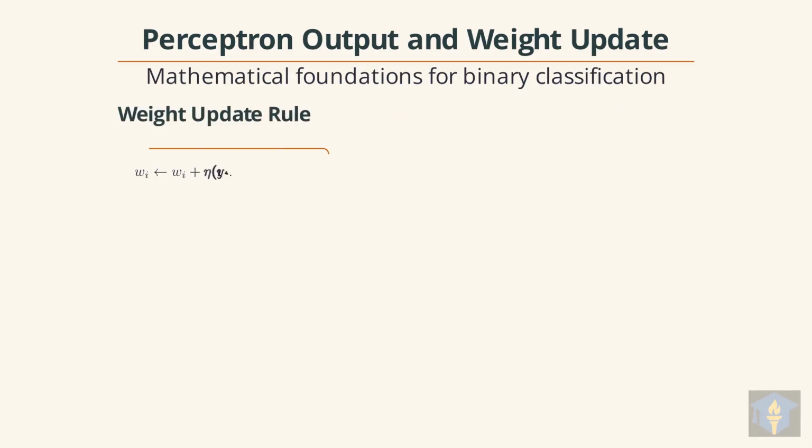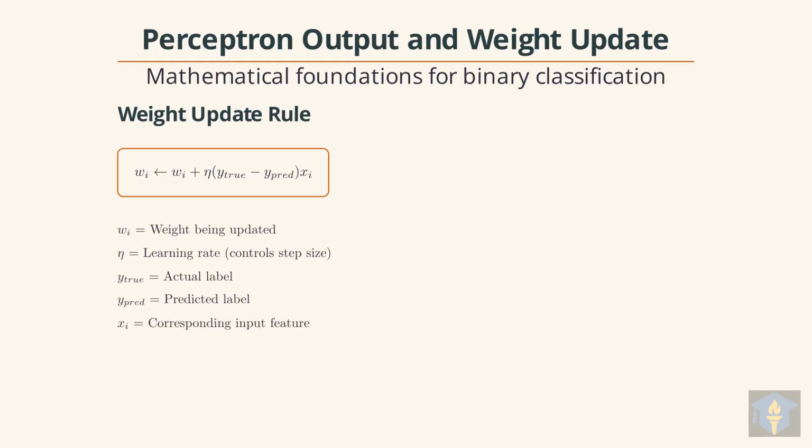Next, let's delve into the weight update rule, which is how the perceptron learns from its mistakes. The updated weight wi is the old wi plus eta times the difference between y true and y pred, multiplied by xi. Here, wi refers to the specific weight that is currently undergoing an adjustment during training. Eta, or $eta$, is the learning rate, a crucial parameter that controls the step size of our updates.